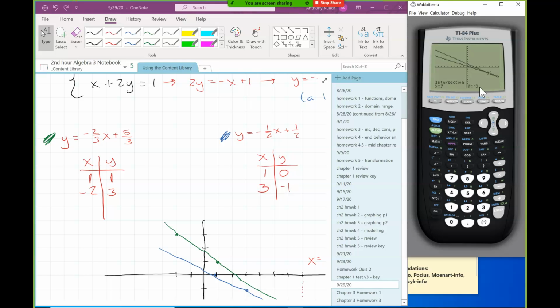Okay. So easy enough to use the calculator, right? It basically is almost the same as when we did the maxes and mins, the same menus, all that good jazz. So it should be relatively easy.